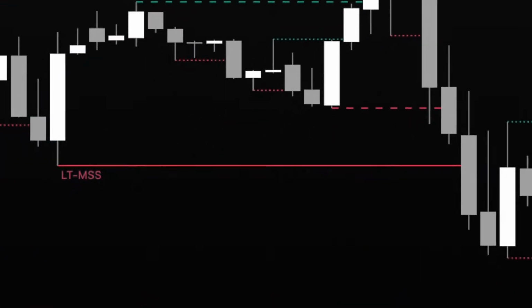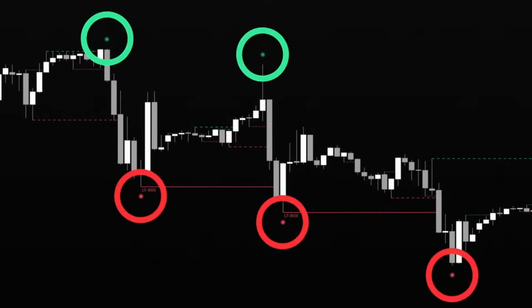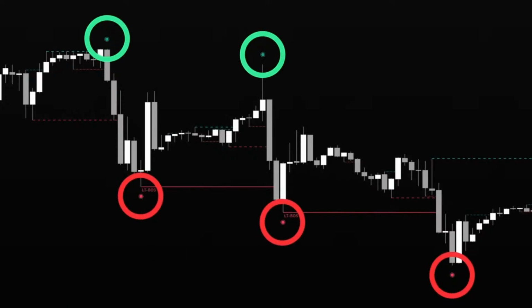Finally, the solid line represents long-term structure changes. It's the most significant signal, and by default, it's the only one labeled LTMSS, long-term market structure shift. At the swing points that define this structural change, you'll also notice subtle dot markers. These visually confirm the precise pivots behind each long-term shift.